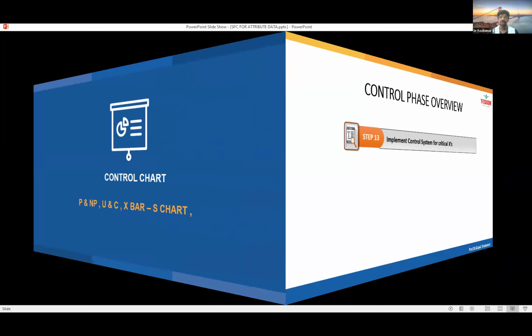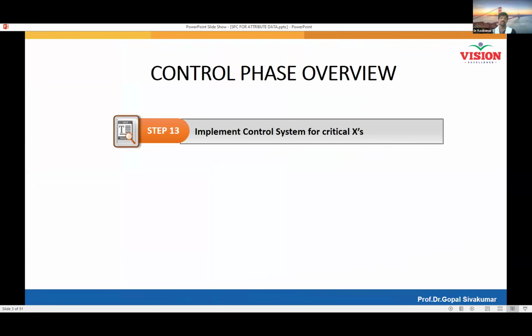Okay, guys, so what is the purpose of the control charts? Yes, guys, what is the purpose of control charts? We'll recall what you have learned earlier. What is the purpose of the control chart?